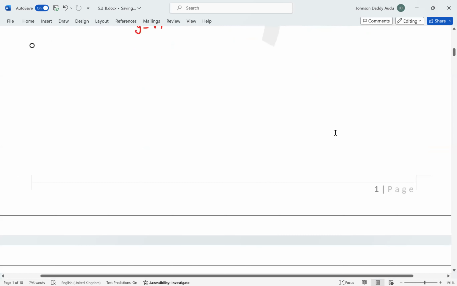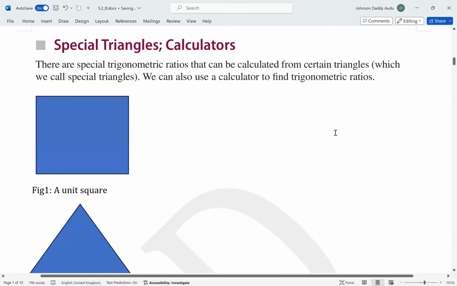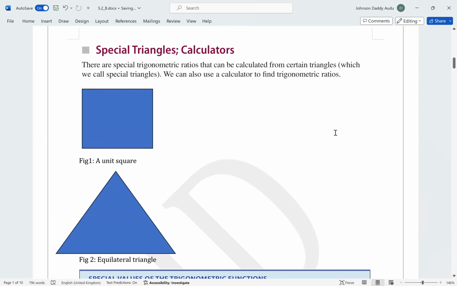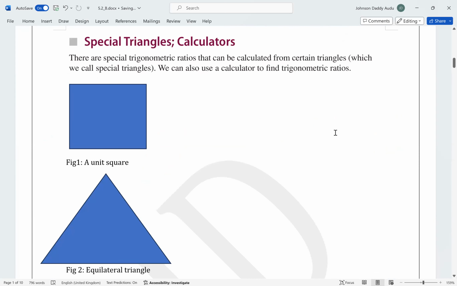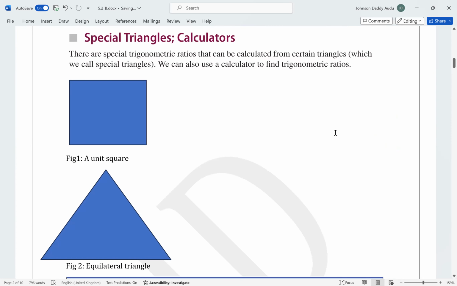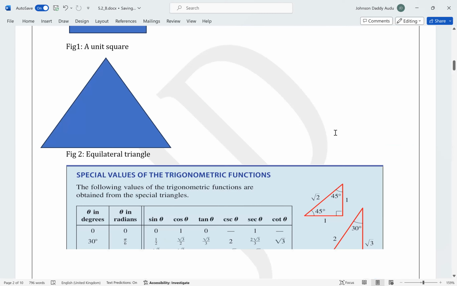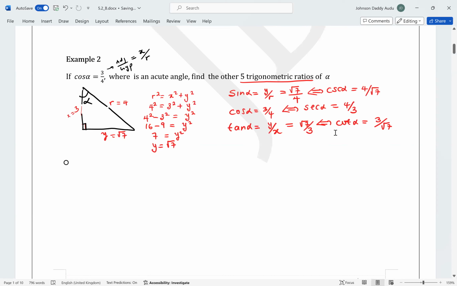Okay, now let's look at special triangles. Here we'll just get some special triangles out. What are these special triangles? We just want to get the trigonometric ratios for 30, 60, and 45, which we will look at. I think we can have that in another short video.